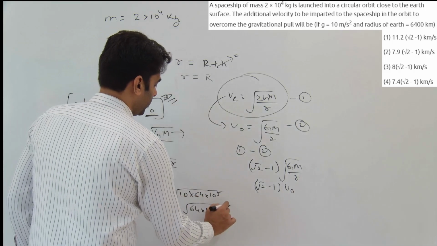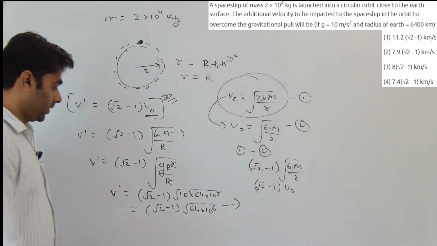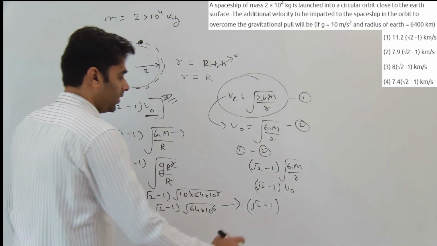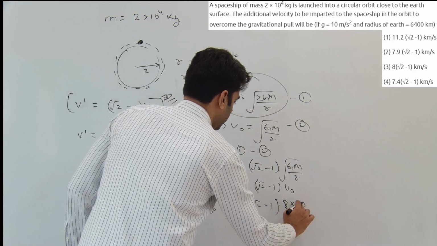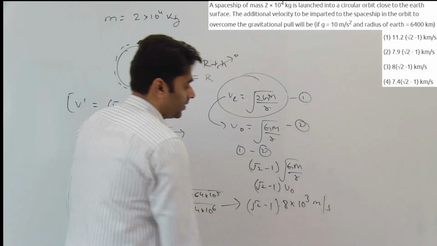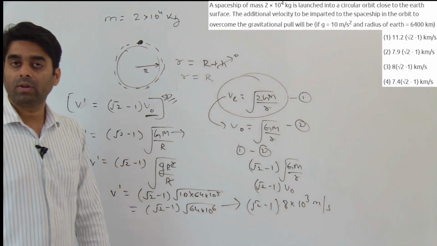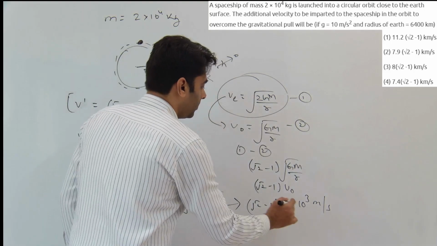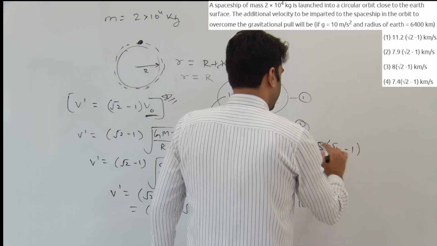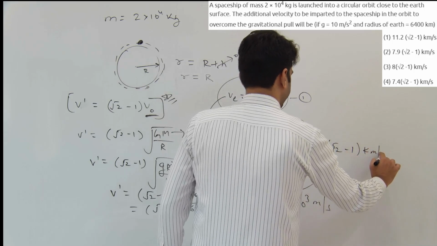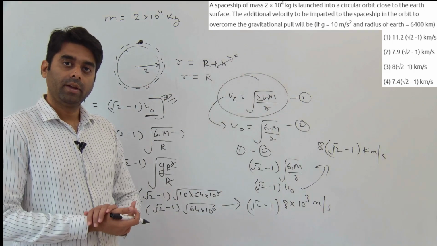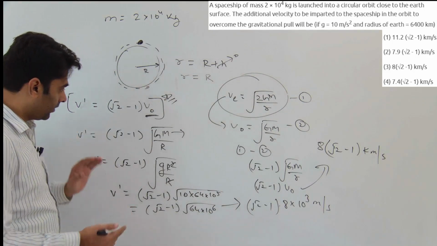Further, if I simplify this, I hope it's visible down. So root 2 minus 1 into root 64 is 8 into 10 power 3. This answer will come in meter per second. In the options, if you see, they have given it to us in kilometer per second. That implies this can be written as root 2 minus 1 times 8, that is kilometer per second. Okay, 8 into 10 power 3, so that we have written as kilometer per second. Fine, I hope this is clear. It was a good question.